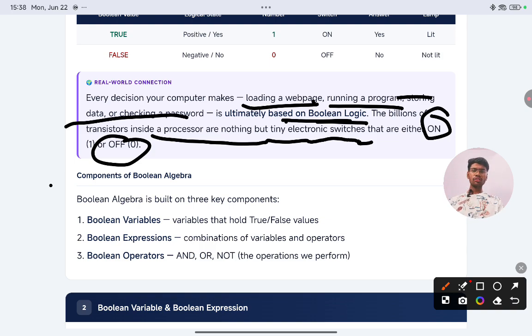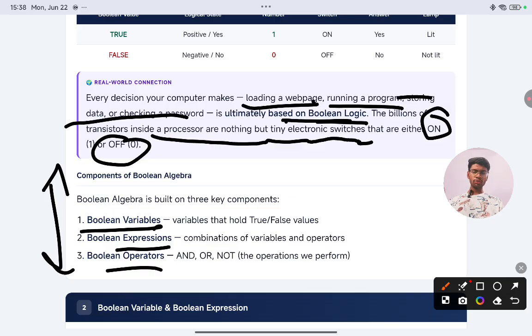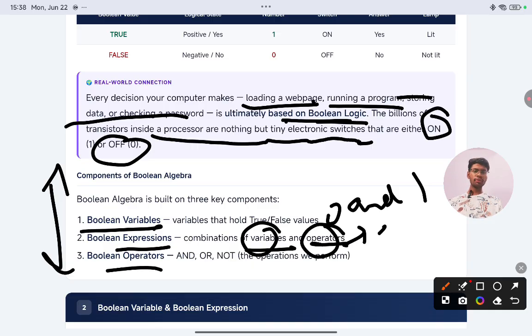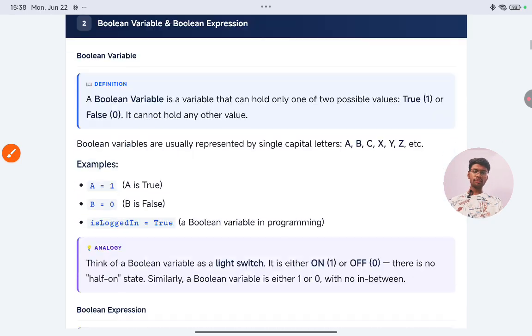We know this. The three components of Boolean algebra are Boolean variables, expressions, and operators. Variables are those things that hold true or false values, or the 0 and 1 values. Expressions are a combination of these variables with operators. These are the operands, and there are certain operators to make an expression or the operation in the end. The operators are AND, OR, NOT, which are basic. Others are there like NAND and NOR. We'll be covering this in the Class 11 syllabus.